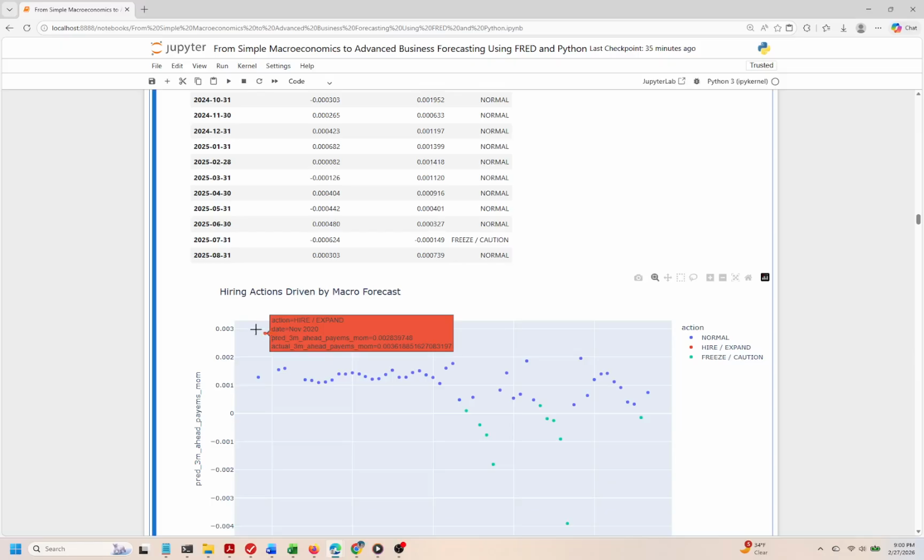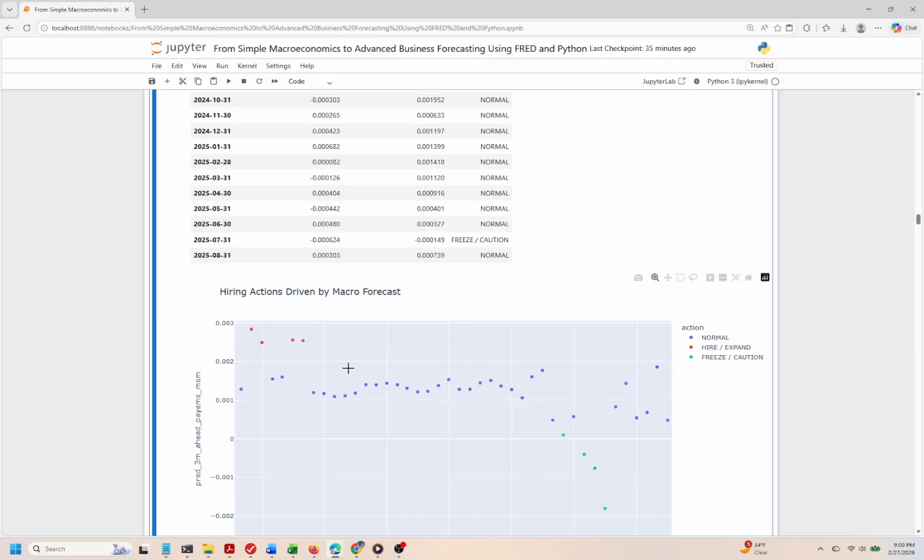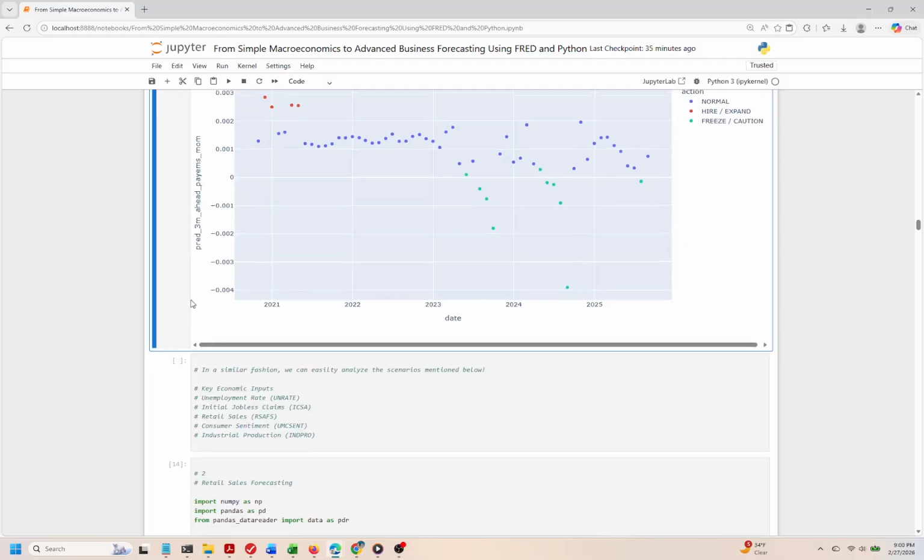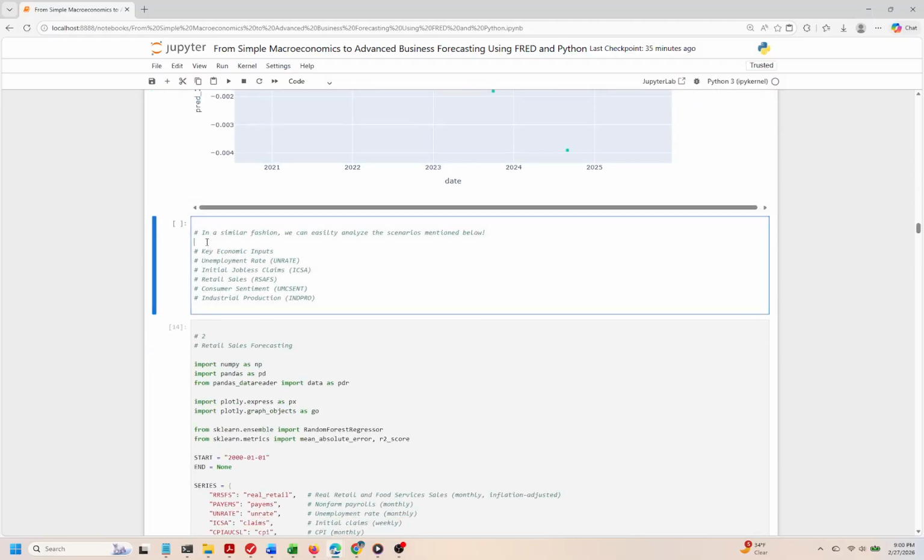Cell 9. In this cell, we are preparing to analyze some key economic indicators that play a crucial role in understanding the performance of an economy. By examining metrics such as the unemployment rate, initial jobless claims, retail sales, consumer sentiment, and industrial production, we can gain valuable insights into economic trends and consumer behavior.